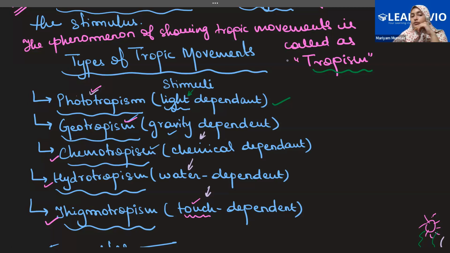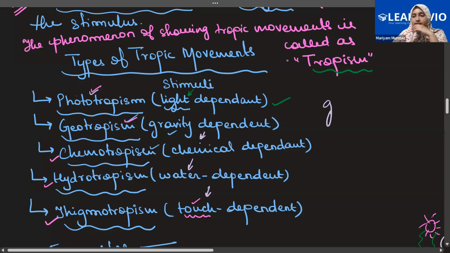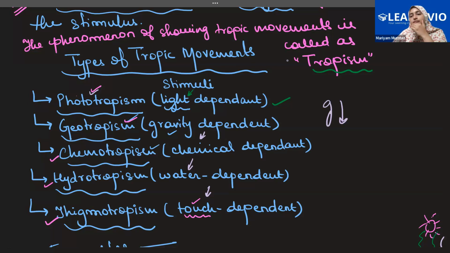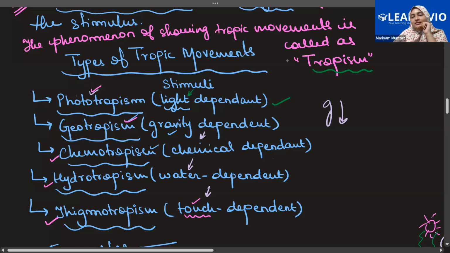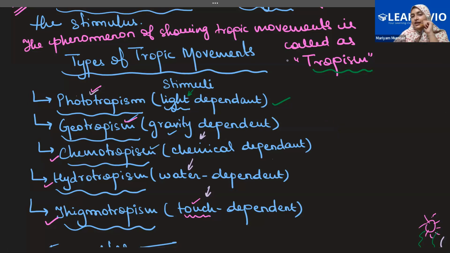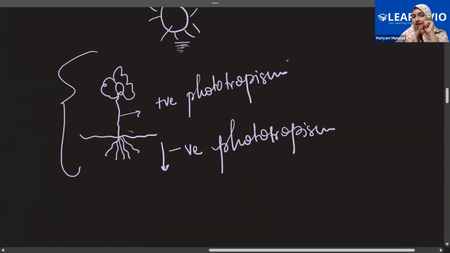Now the tropic movement that is governed by gravity. Everyone understands what gravity is? It is the downward force, right? Which keeps us on the ground, not floating, grounded on the floor. If you remove gravity, all of us would be flying here and there, isn't it?